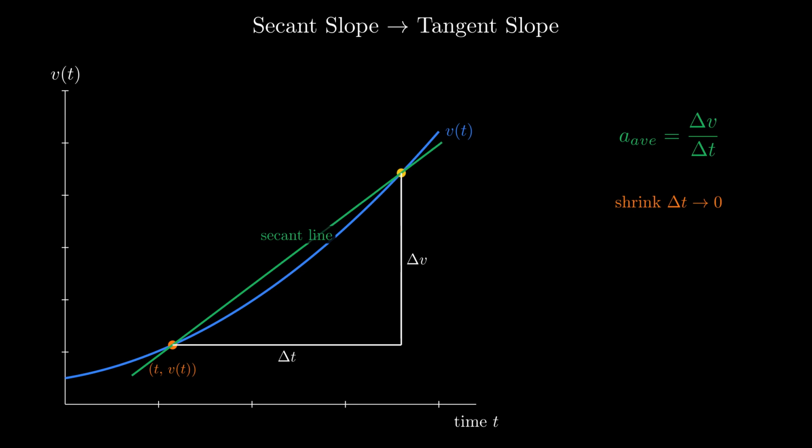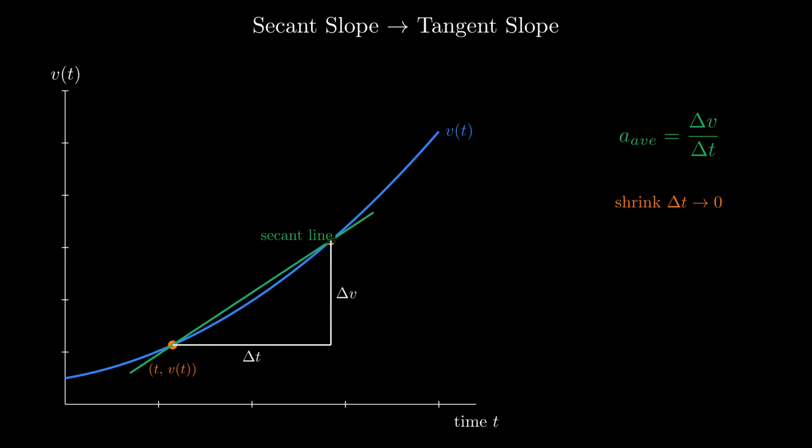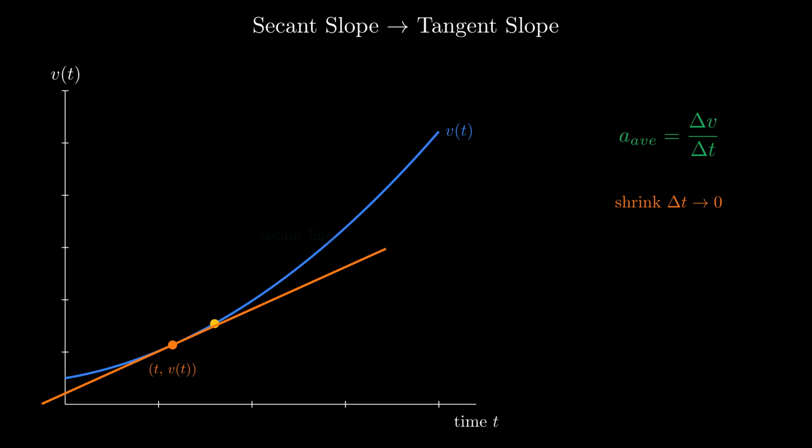Watch what happens as we shrink delta t. The second point slides toward the first. The secant line rotates, approaching a tangent line touching the curve at time t. The slope of that tangent line is the instantaneous acceleration, the acceleration at one specific moment, not averaged over any interval. Here is the formal definition.